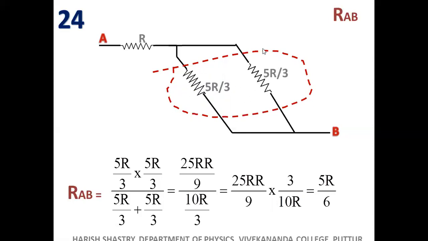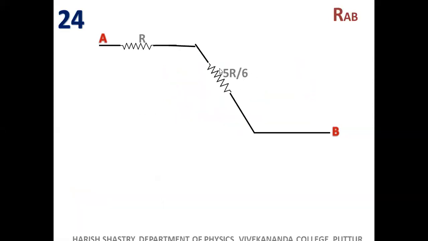Next final one is 5R by 6 plus R. So is it so? 5R by 6 replaced, plus R. So 5R by 6 plus R gives 11R by 6. So total resistance between A and B is 11R by 6.